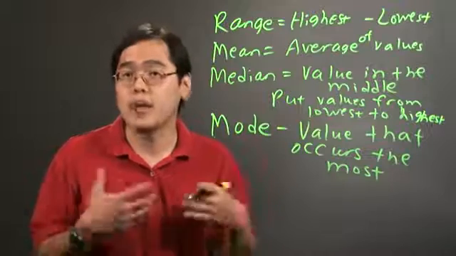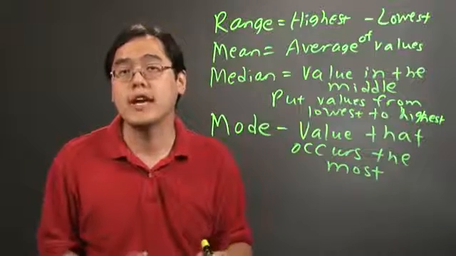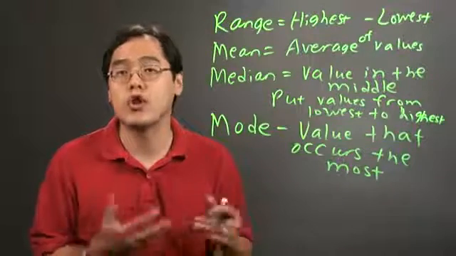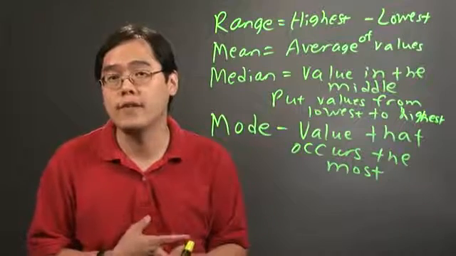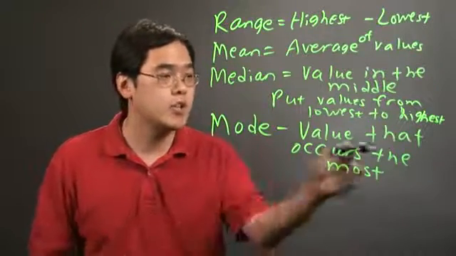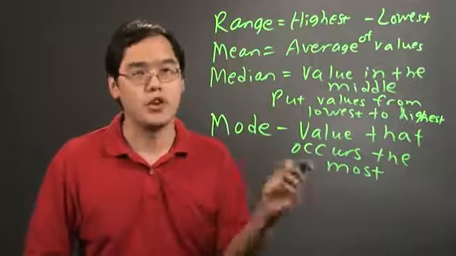Now, if there's a tie between two or more figures, it can be called bimodal or trimodal, so it depends on what kind of data that you have to work with. But basically, just look for the number that occurs the most, and you'll be good to go.